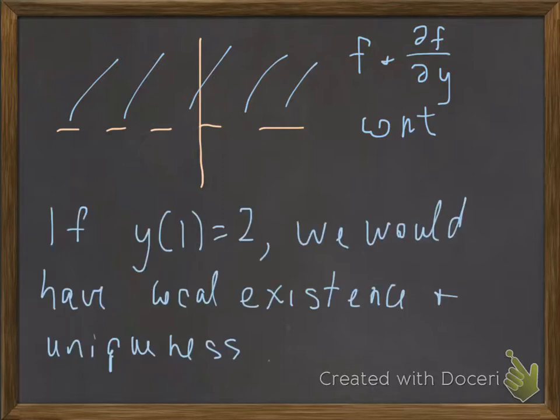So if we had an initial condition, like say y(1) equals 2, that point lives somewhere up in the upper half plane, like up here, then we would definitely have local existence and uniqueness. So what the theorem would say is that in some small neighborhood, a solution would exist and it would be unique. So it would be the only solution curve passing through the point (1, 2).